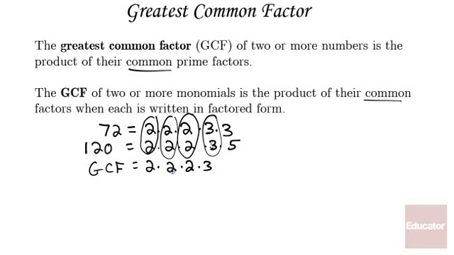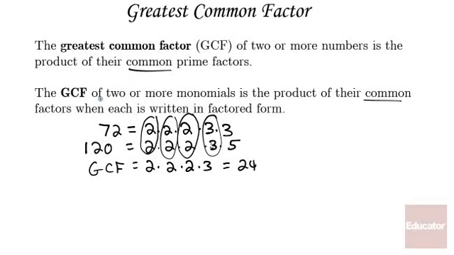So 2 times 2 is 4, times 2 is 8, times 3 is 24. So the greatest common factor of 72 and 120 is 24. We can also apply this concept to monomials.